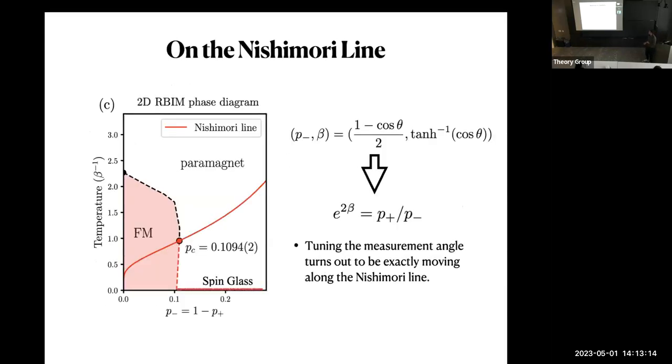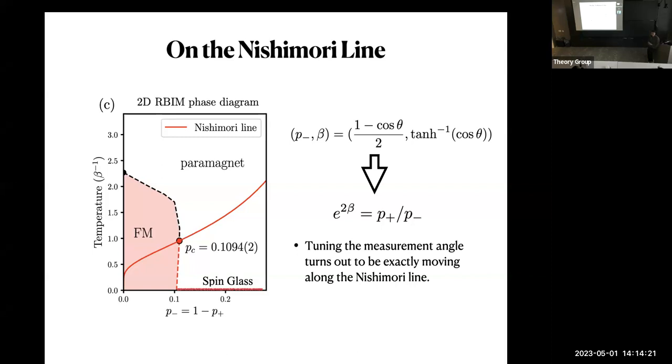Right. So the angle theta controls two things. The first thing is the temperature, and the second thing is the frustration level, which corresponds to the weight of the minus bonds appearing in the random bond Ising model. So by tuning theta, we can only sweep part of the phase diagram instead of the whole phase diagram, because we only have one parameter, and that controls both P minus and beta. And the surprising thing we found, well, maybe not that surprising because it's exactly solvable, is that these conditions, P minus and the temperature, which is the inverse of the tanh of cosine theta, exactly fall on the Nishimori line, which is the exactly solvable line in the random bond Ising model. So that means that by tuning theta, the ensemble is essentially exploring this line in the phase diagram.